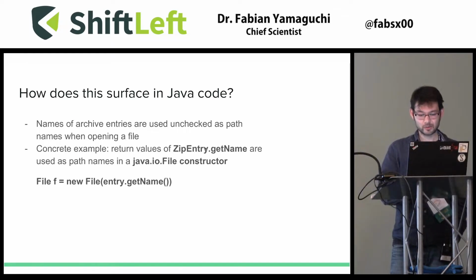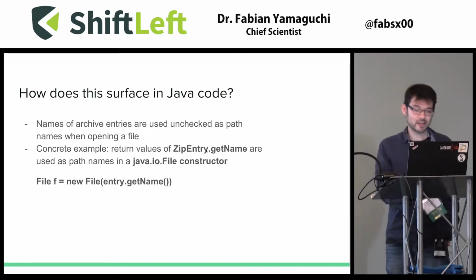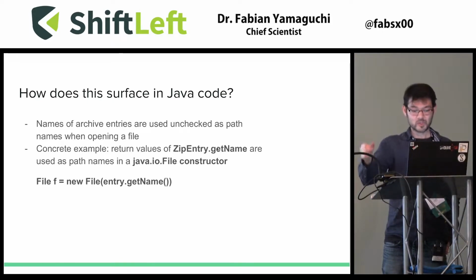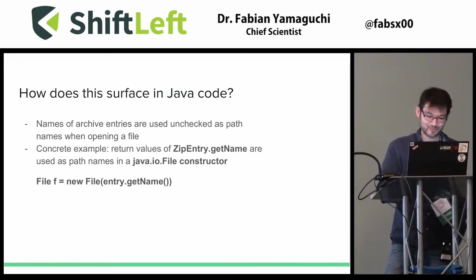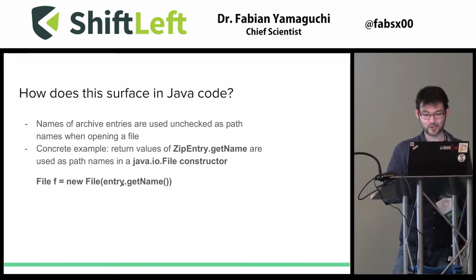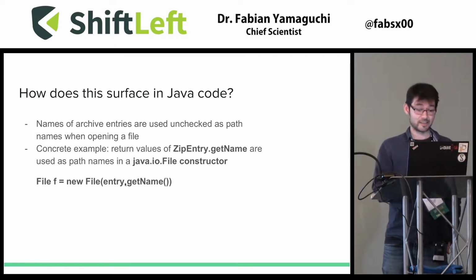In Java, with that library java.util.zip that we saw being used, there's a method called ZipEntry getName. And if that name propagates to a File constructor, which has a path in its parameters, and nothing happens on the way, then we have ZipSlip, as we say today. So entry getName goes into the constructor, and there's your vulnerability.